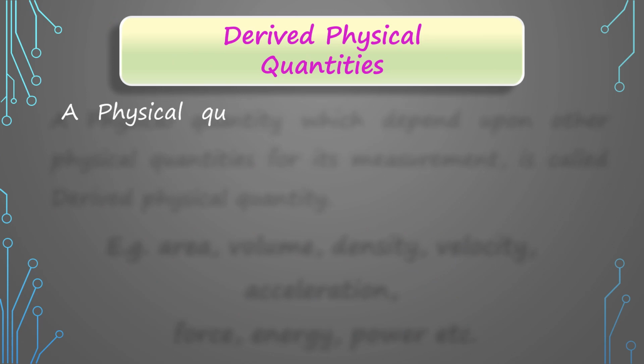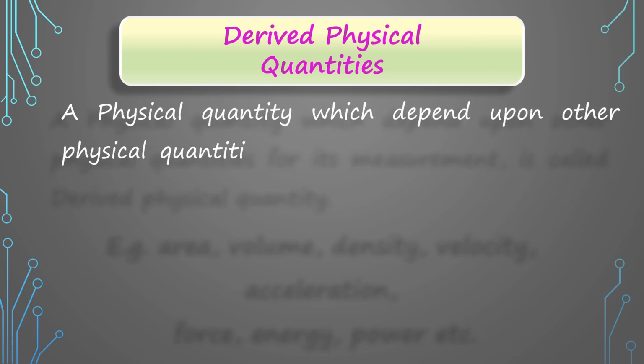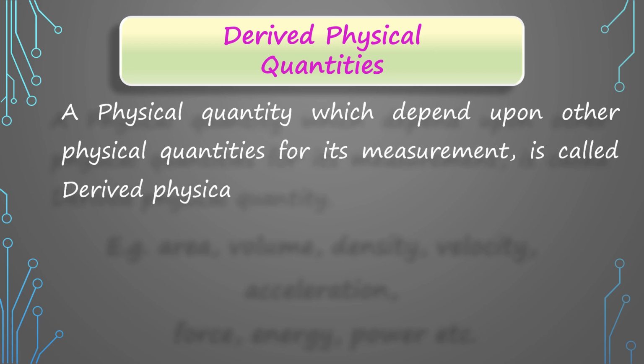A derived physical quantity is one which depends upon other physical quantities for its measurement. Before measuring any derived quantity, one or more other quantities are required to be measured. Example: area, volume, density, velocity, acceleration, force, energy, power, etc.